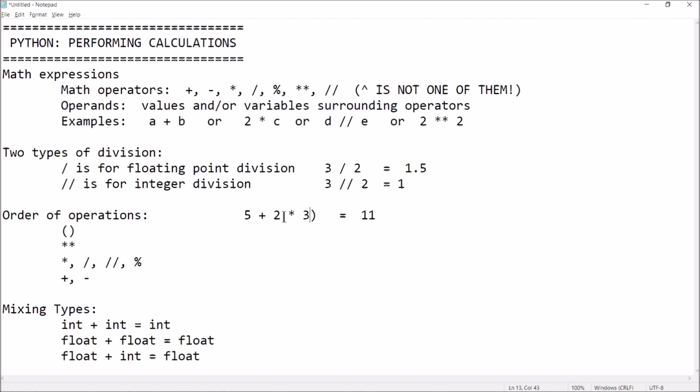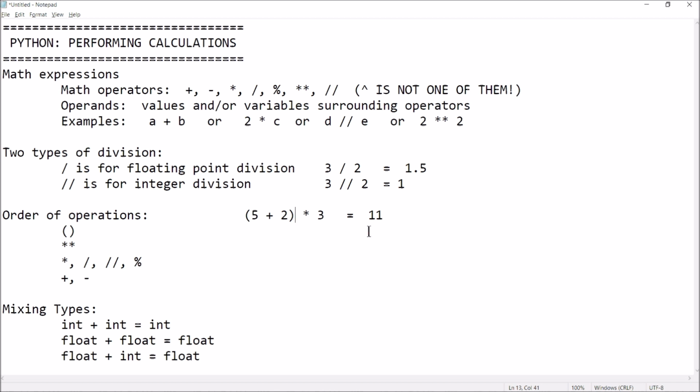Now, if I wanted to do the addition first, right, well, then that's a little bit more useful, right? So if I put the parentheses around the 5 plus 2, well, that 5 plus 2 is going to go before the 2 times 3. So I'm going to get a totally different answer now, right? Because 5 plus 2 goes first, that's 7.